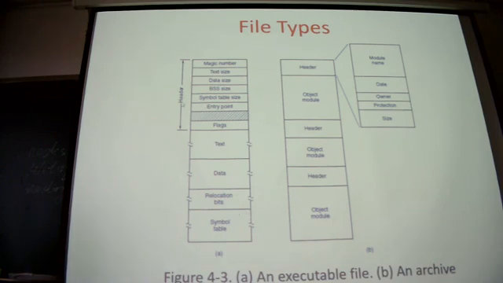In the header, we can see the magic number, text size, data size, and BSS size. So the header holds the basic information about this executable file. For example, the text size is the size of this part, and the data size is the size of this part.